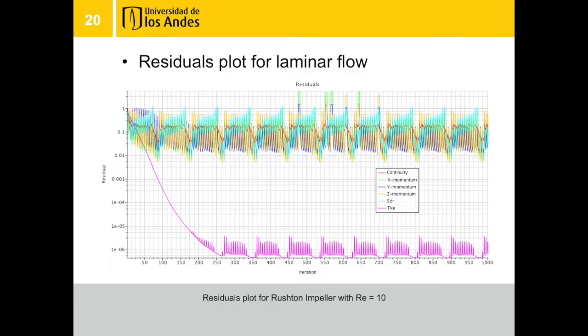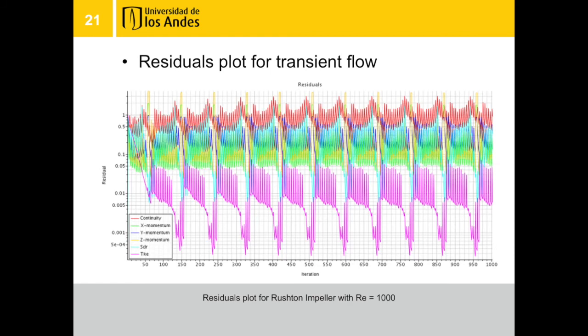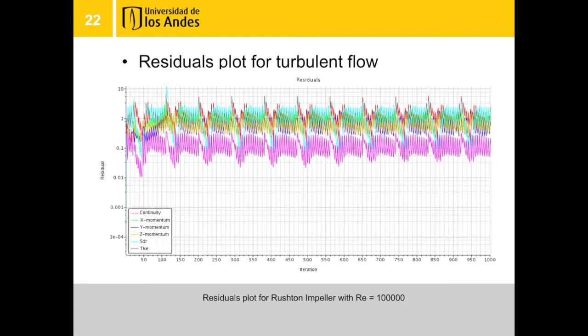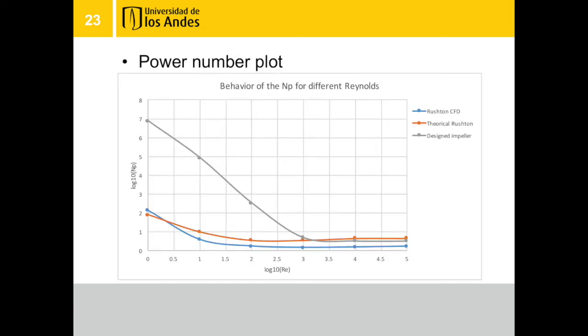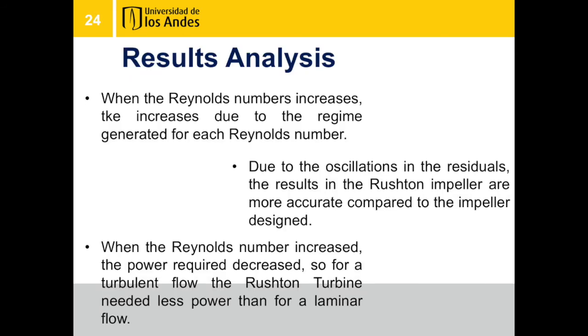The residuals curve also shows certain oscillations due to the non-steady state as mentioned before, but also tends to stabilize when the Reynolds number increases. The power number curve gathers the information of the theoretical values for the Rushton impeller, the simulated values for the Rushton impeller, and the simulated values for the design impeller. Here it can be seen that the tendency of the curves is similar and the simulated Rushton is close to the theoretical one. Several analyses can be made from the results obtained before.